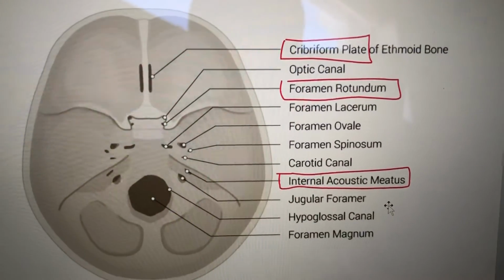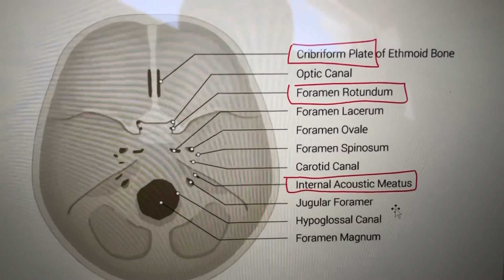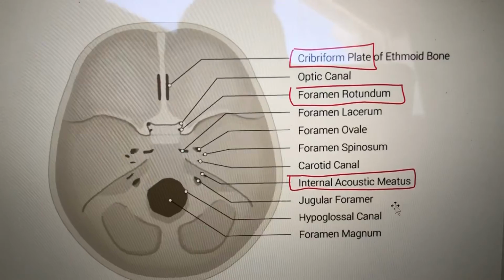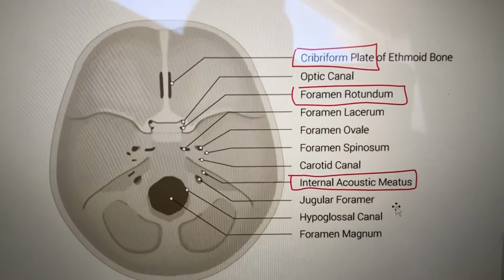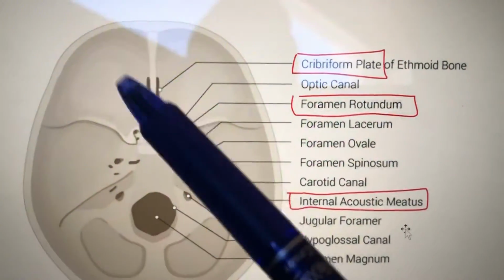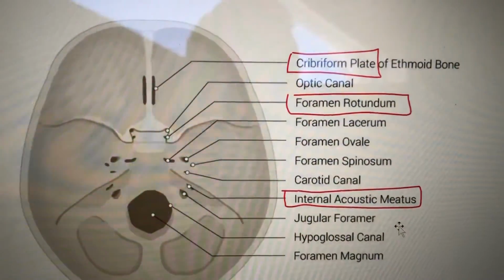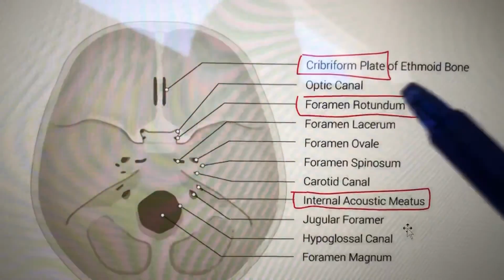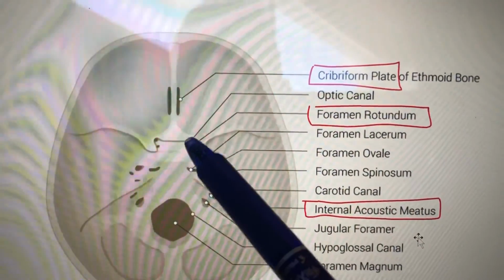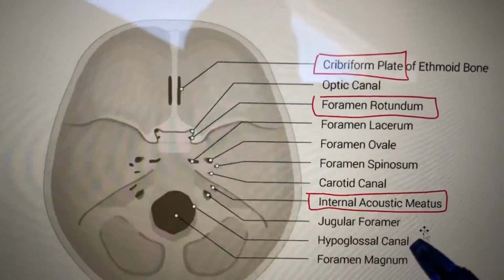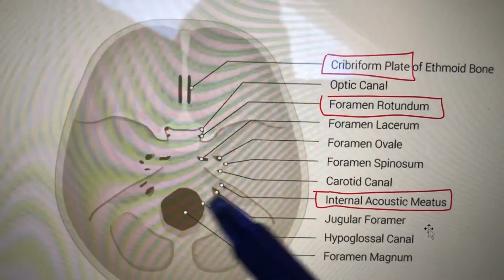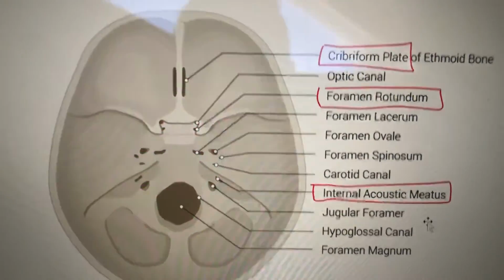And then here is the inside of the skull. If you took a section of it and looked down inside of it, you've got the cribriform plate at the front of the skull here. The foramen rotundum is right here. These four little holes here. And then the internal acoustic meatus is where the external acoustic meatus meets, and that's the ear canal.